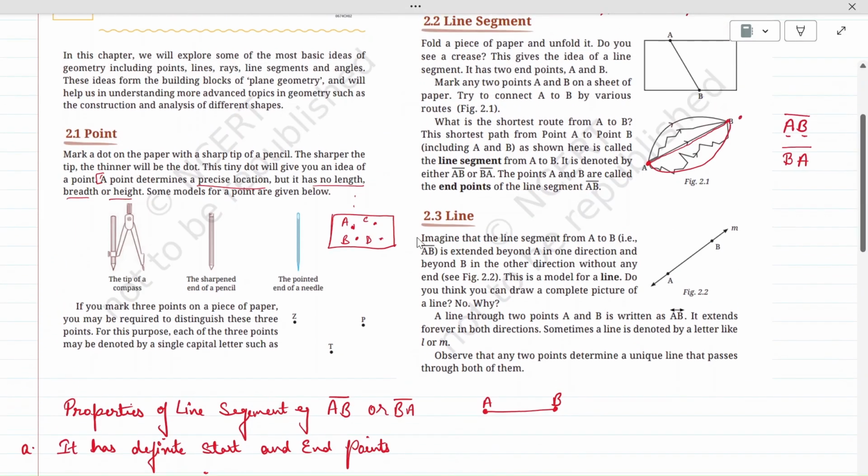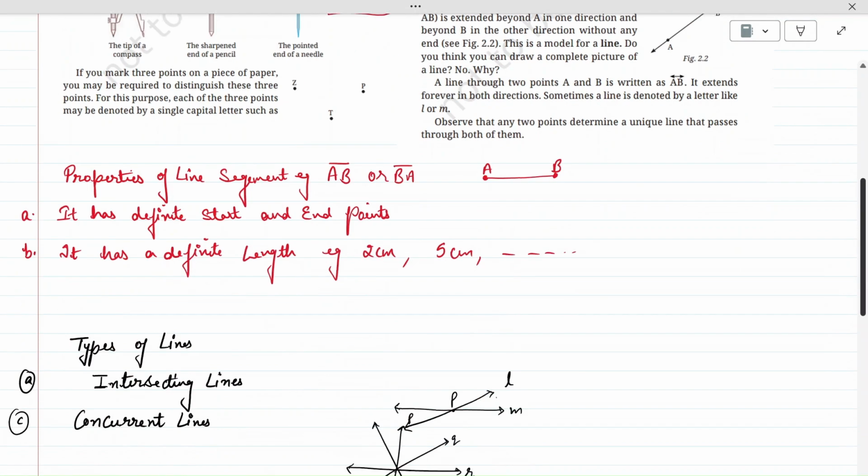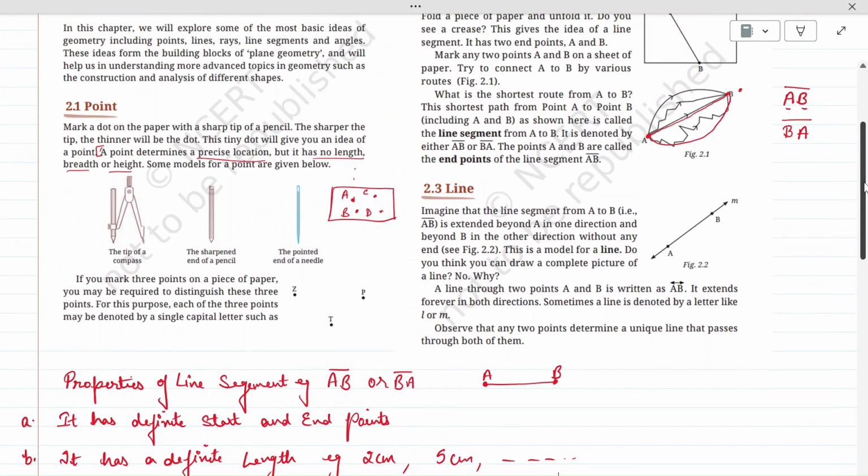Next, we have line here. Now, what is a line? I will explain here. We had this line segment A and B. This line segment had A as the starting point and B as the end point, if I say it as AB, right? Now what we can do is extend it in both directions. I can move it to the left and I can also extend it to the right. So this whole extension is now a line.